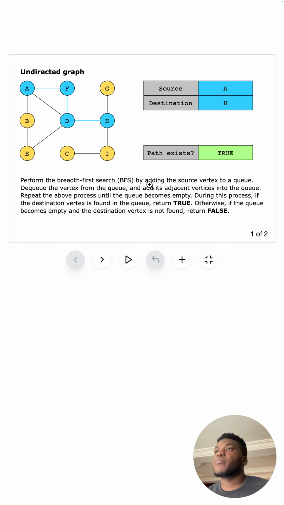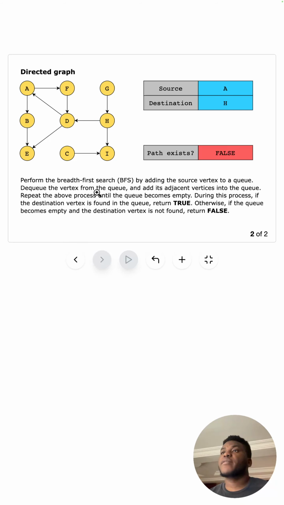So you perform a breadth first search by adding the source vertex to a queue, dequeue the vertex from the queue, add its adjacent vertices into the queue, repeat the above processes until the queue becomes empty. During this process, if the destination vertex is found in the queue, return true. Otherwise, if the queue becomes empty and the destination is not found, return false. Okay, fairly straightforward. They use breadth first search. For this one, in a directed search graph, they're doing the same thing.